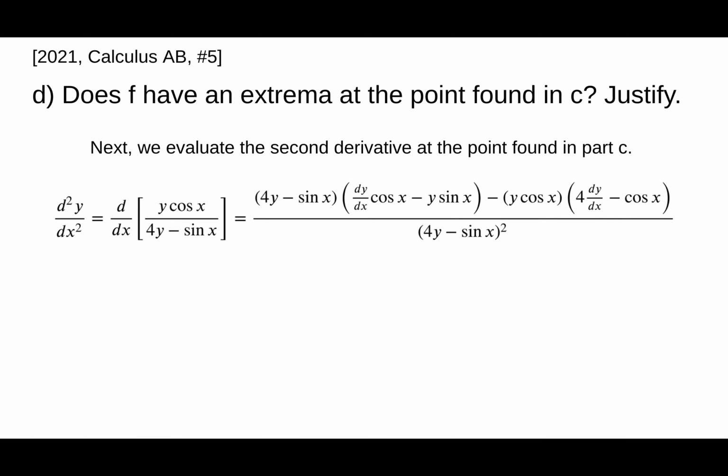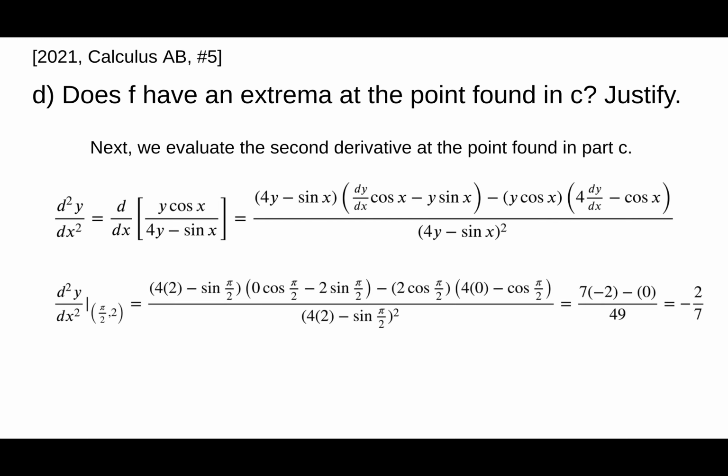plug in 0 for dy dx, pi halves for x, and 2 for y. All right, sine of pi halves is 1. 8 minus 1 is 7. 0 times cosine pi halves doesn't matter because it's 0 times. Sine of pi halves is 1 again. So 0 minus 2 is negative 2. Continuing with the simplification, eventually we get that d squared y dx squared at pi halves comma 2 is just negative 2 over 7.